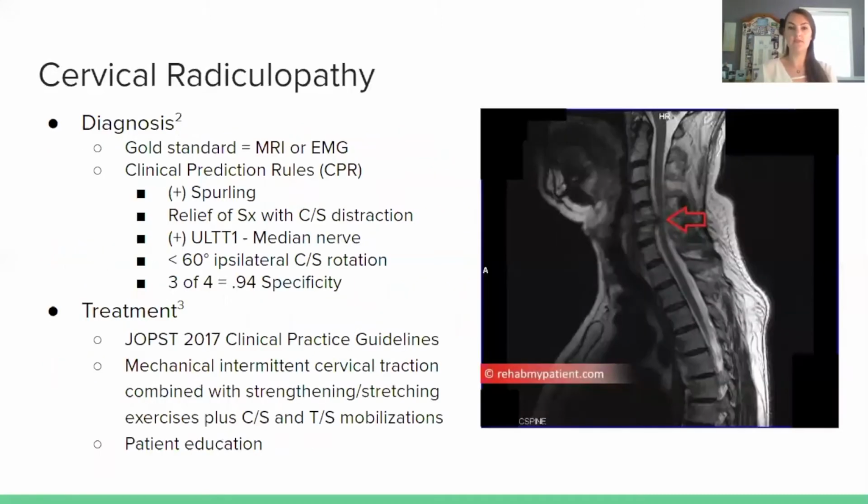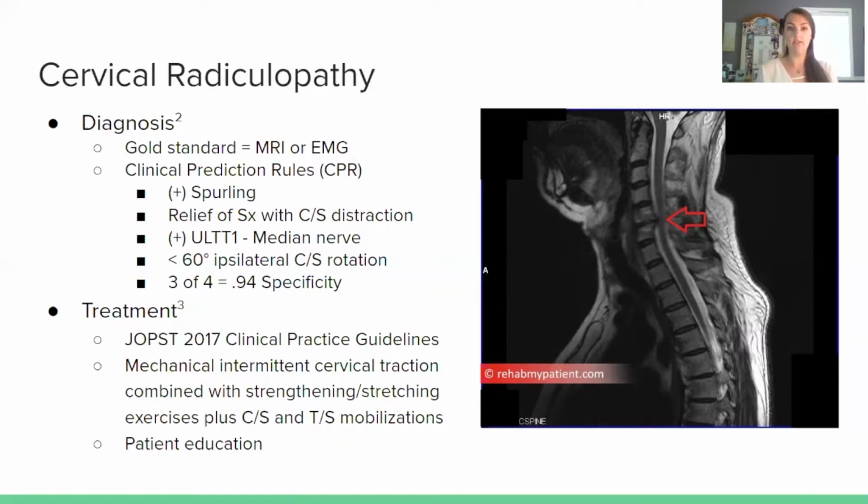In terms of diagnosing cervical radiculopathy, the gold standard would be either an MRI or an EMG. Since we as PTs won't have access to those in the clinic, they've developed clinical prediction rules, and there are 4 of them. So the first is a positive Sperling's test. The second is a relief of symptoms with cervical distraction. The third is a positive upper limb tension test 1, which is for the median nerve. And then lastly, they will have less than 60 degrees of cervical rotation towards the affected side.